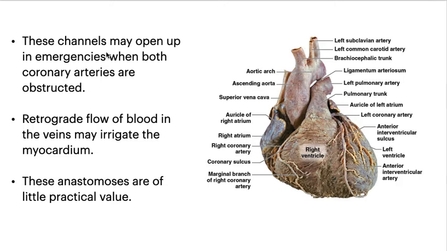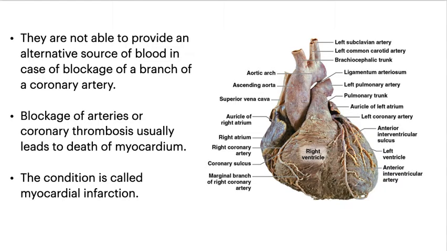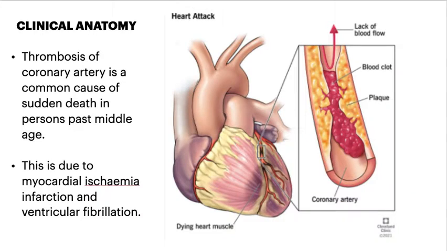These channels may open up in an emergency when both the coronary arteries are obstructed. Retrograde flow of blood in the veins may irrigate the myocardium, but these anastomoses are of very little practical value. They are not able to provide an alternate source of blood in case of blockade of a branch of the coronary artery, and blockade of arteries, usually coronary thrombosis, leads to death of the myocardium, and this condition is called myocardial infarction.